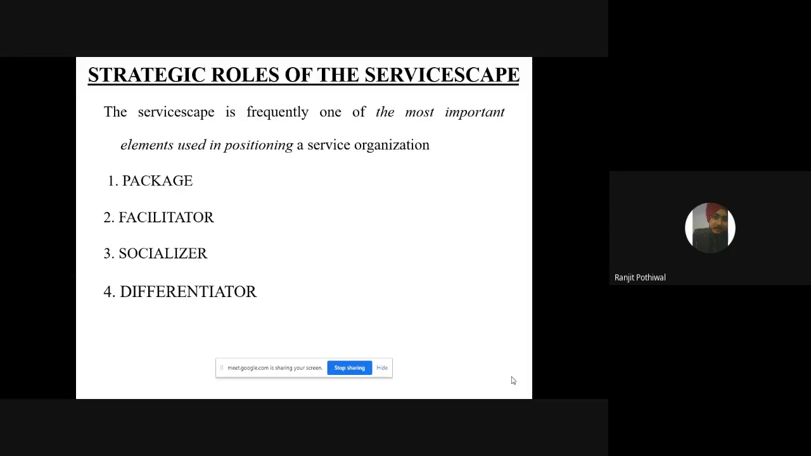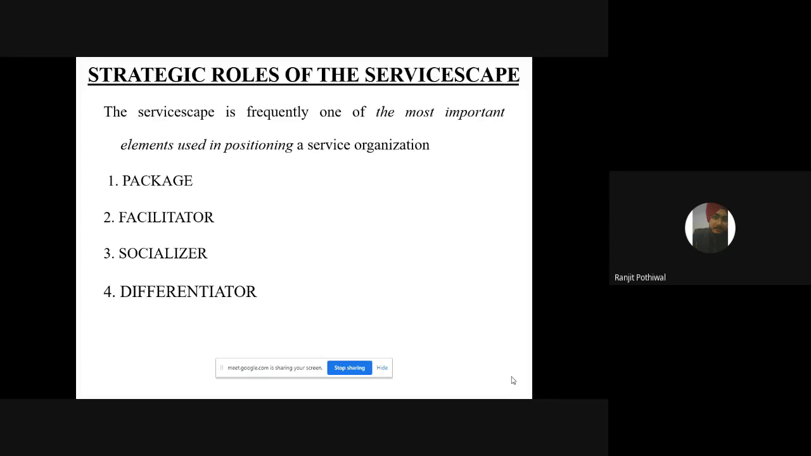Like for example, again take the restaurant. You go in, you need to have chairs and tables, you need to have cups, saucers, plates, and other necessary things there for you to enjoy. So it works as a facilitator. You can feel, see, and touch. It is facilitating you to get better usage of the service that you are being provided by the provider, right?